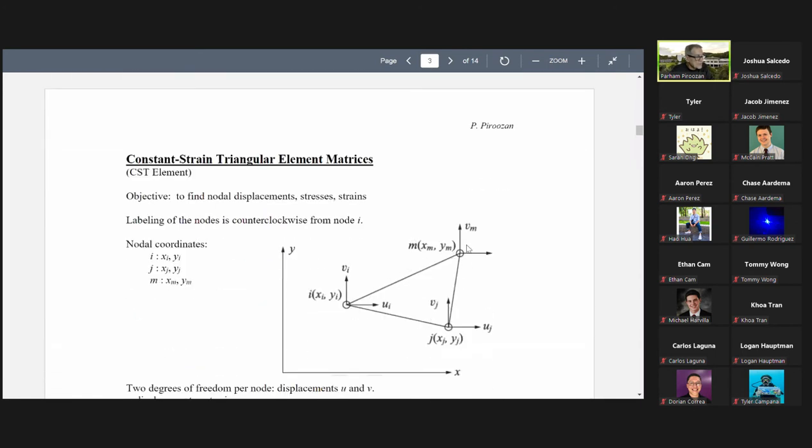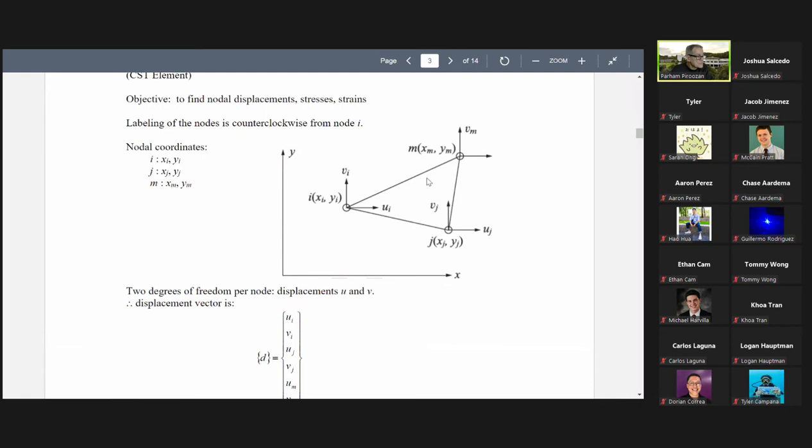This is a triangular element. We looked at this one. We said it has 3 nodes. And this is node I, node J, node M. We said we label it counterclockwise. And each node has a displacement in the X direction and in the Y direction: UI, VI, UJ, VJ, and UM, VM. So these are the displacements at nodes. And these are the coordinates of these nodes, XI, YI, XJ, YJ, and XM, YM. So this is our triangular element.